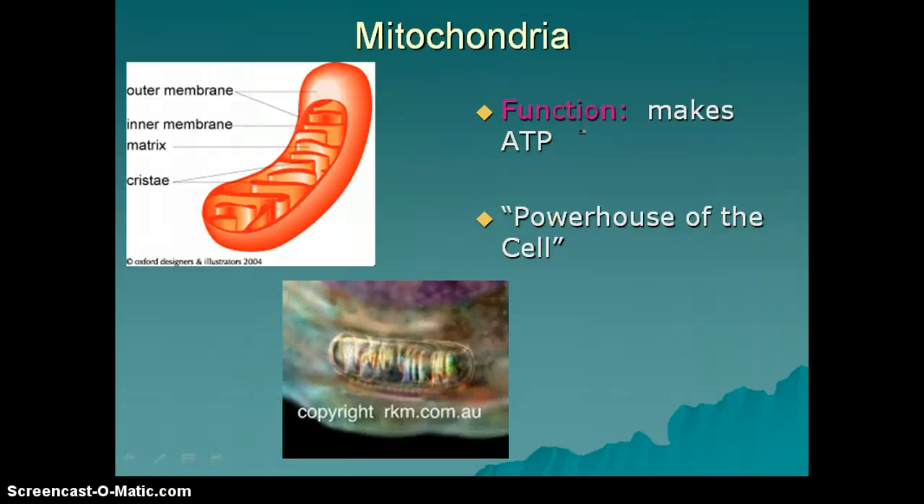So ATP is the energy molecule. And it's called the powerhouse of the cell because it helps to make energy. So places that would have a whole lot of mitochondria are going to be your muscle cells, your heart, places that need energy and need to produce a lot of energy.